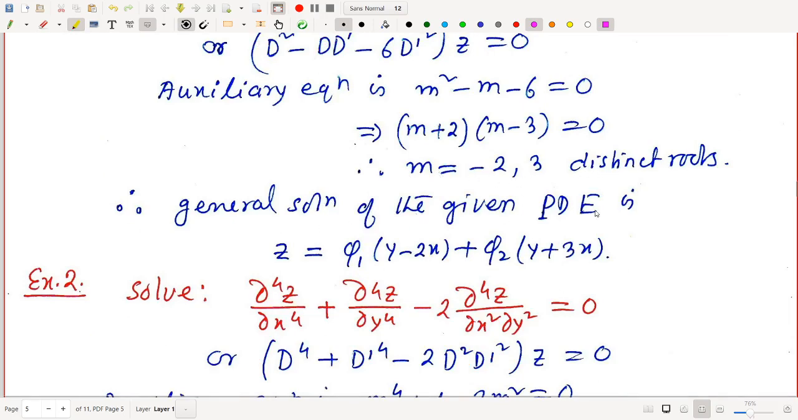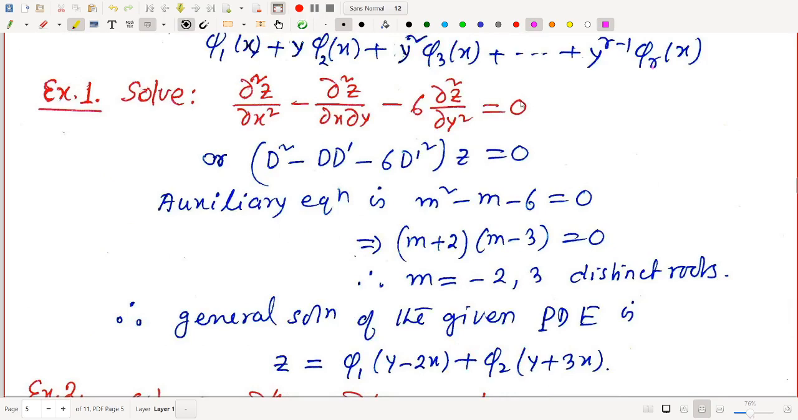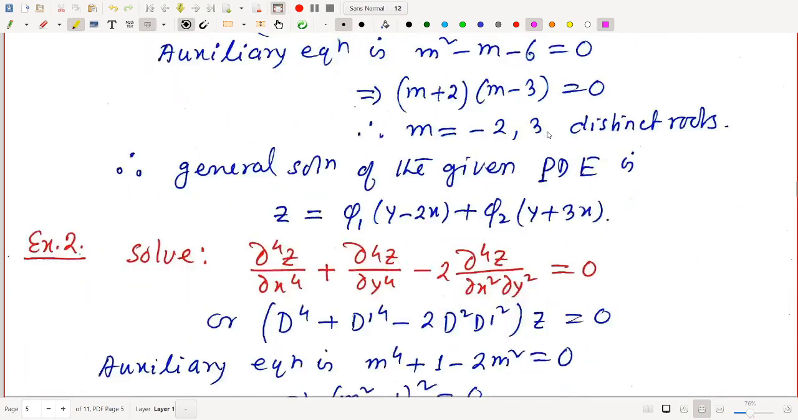Therefore, the general solution of the given PDE: here the right side is already 0, so this CF is the solution. So the general solution of the PDE is z = φ1(y − 2x) + φ2(y + 3x), where m1 is −2 and m2 is 3.